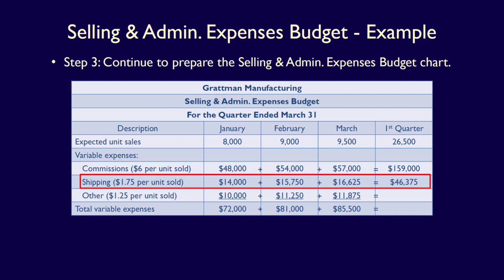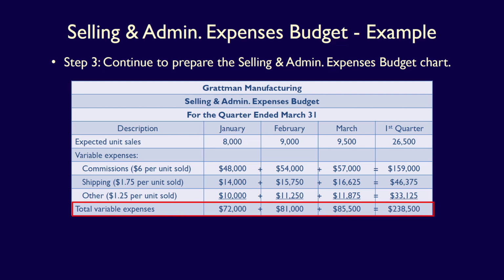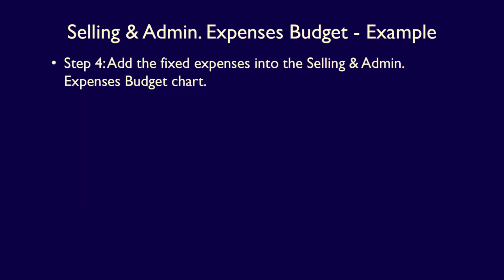For shipping, $14,000 plus $15,750 plus $16,625 is equal to $46,375. And other variable expenses, $10,000 plus $11,250 plus $11,875 is equal to $33,125. And for the total variable expenses, $72,000 plus $81,000 plus $85,500 is equal to $238,500. We now have all of the variable expenses, so we can move on to Step 4.